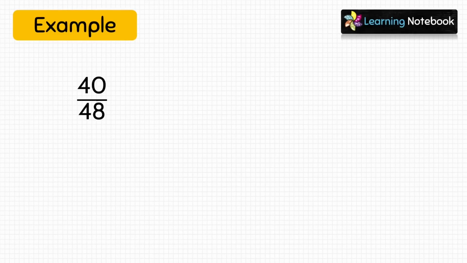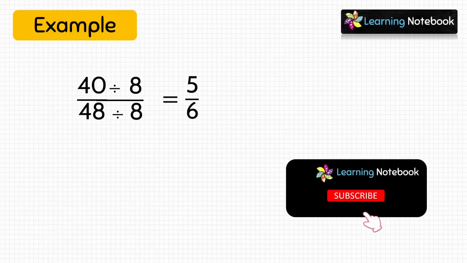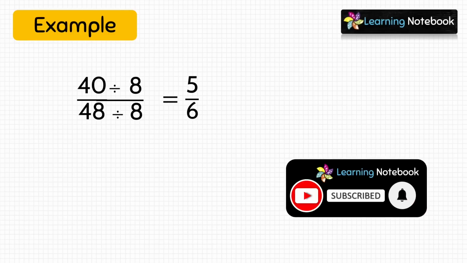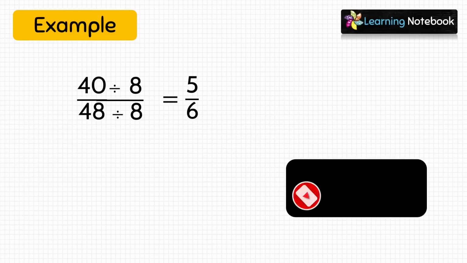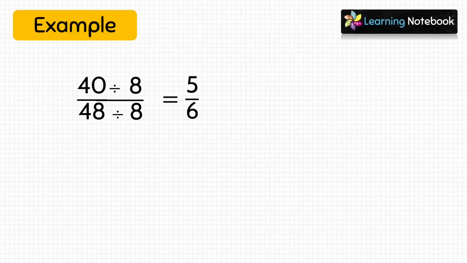Students, we can also reduce the same fraction 40 by 48 by dividing numerator and denominator by 8. Or you can divide numerator and denominator by 4 first and then divide by 2. We will get the same answer in all these cases, 5 by 6.